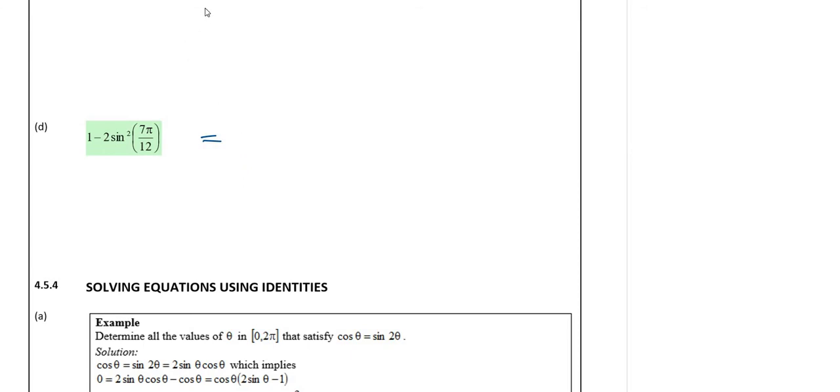I find it often that people in exams confuse 1 minus sine squared and 1 minus 2 sine squared, because they don't know their theorems, the rules.